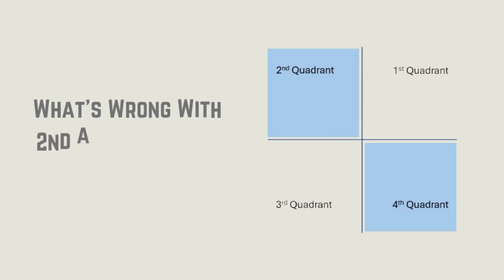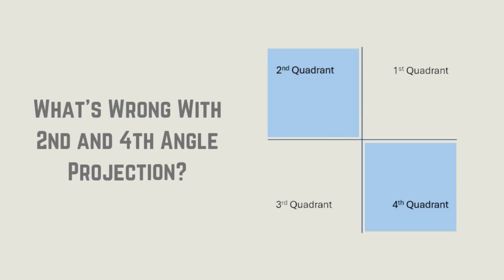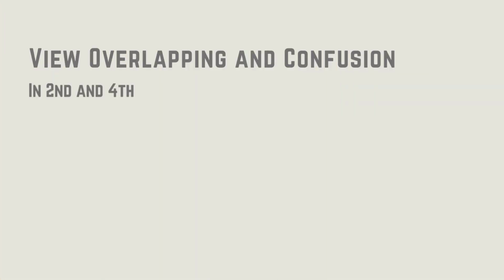Now the question arises, why are second and fourth angle projections not used? In theory, there are four quadrants where orthographic projection can be done, based on the relative position of the object, observer, and projection plane. So what's wrong with the second and fourth quadrants? The main reasons are view overlapping and confusion.